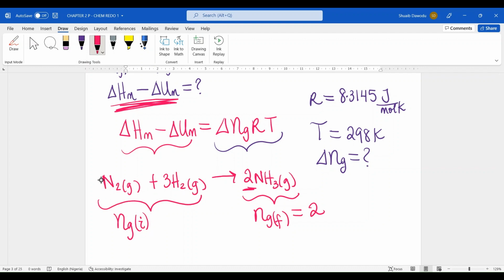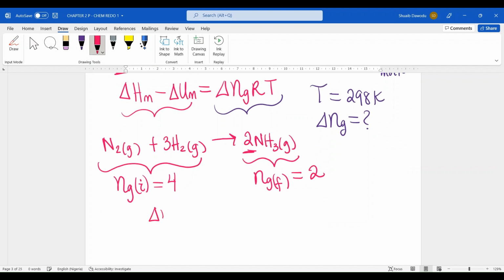For the reactant, we've got 1 molecule of N2 gas and 3 molecules of hydrogen gas. So 1 plus 3 is simply 4, so we have 4 moles for the reactant. The change in Ng would be the final, 2, minus the initial, 4. So the change in Ng simply becomes minus 2.